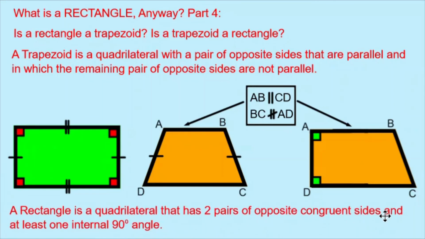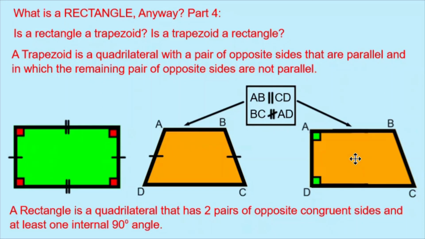Now let's look at the definition of a rectangle. It is a quadrilateral that has 2 pairs of opposite congruent sides and at least 1 internal 90-degree angle. My isosceles trapezoid cannot be a rectangle because it only has 1 pair of opposite congruent sides, and it does not have any internal 90-degree angles. My right trapezoid also cannot be a rectangle because although it does have at least 1 internal 90-degree angle, it does not have 2 pairs of opposite congruent sides. In fact, it cannot have 2 pairs of opposite congruent sides.